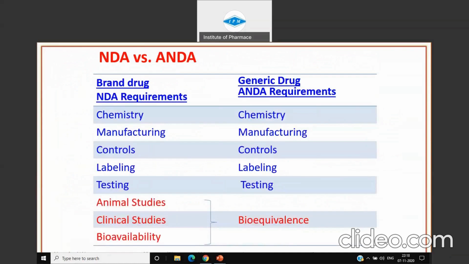So in terms of data requirements, if we compare the data requirements of an NDA, that is a new drug application or the innovator drug application, and an ANDA, the difference is only in the last 3 lines. That is the animal studies, the clinical studies, and the bioavailability studies, which are required for the innovator drug, are not required for the generic drug because it is already established. What is required instead is the bioequivalence part. All the other things are the same.